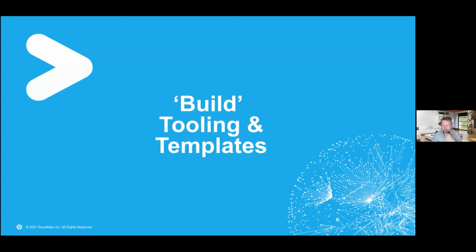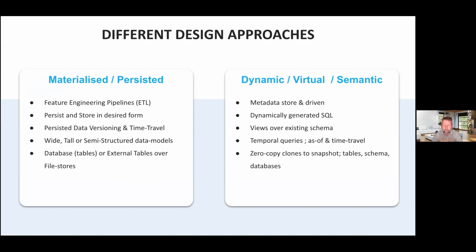So let's go into a bit more detail around the build. This is really how can we, as Snowflake, and our services support customers that want to go down this route. And so we provide some tooling and templates and best practices to assist with this. There are two typical design approaches that I see taken, and again, sometimes a blend of these as well. On the left-hand side, the materialized or persisted route, where people will actually transform the data, physically store it in its end state within Snowflake, and they'll be building data pipelines to do that.